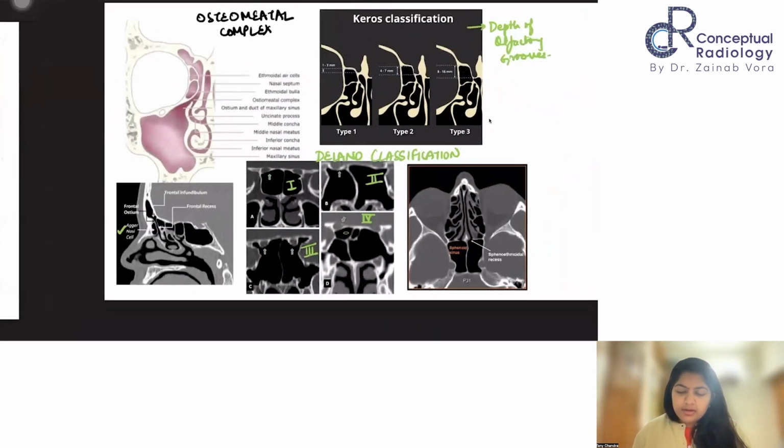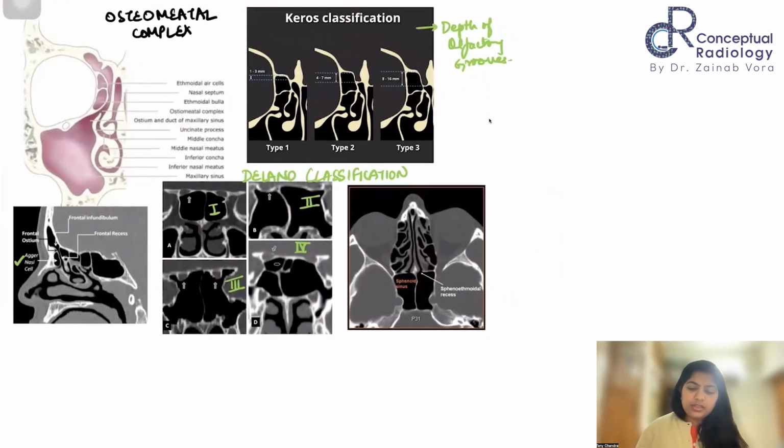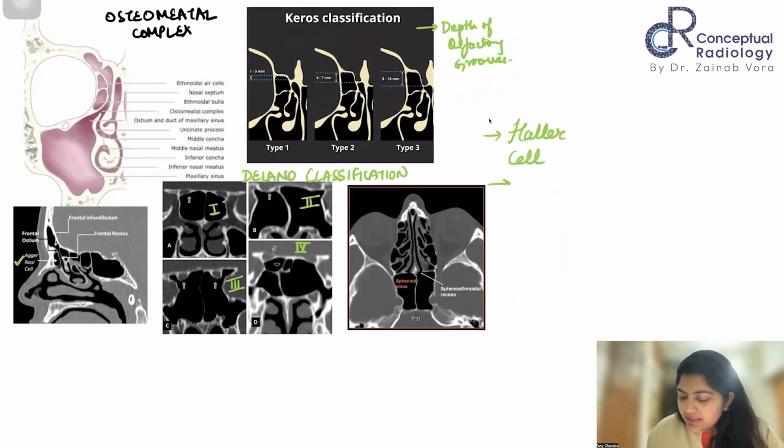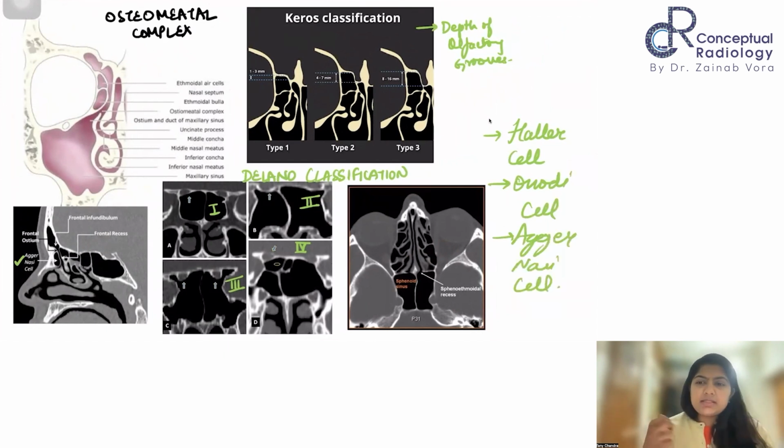So first we have understood that there are drainage pathways for each sinus. Next, we are trying to understand only two classifications. I'm not telling about any other variant, right? Important variants and anatomy, if you want, we can cover. But there is something called the Haller cell, there's something called the Onodi cell, and there's something called the Agger nasi cell. These are all air sinus cells, right?